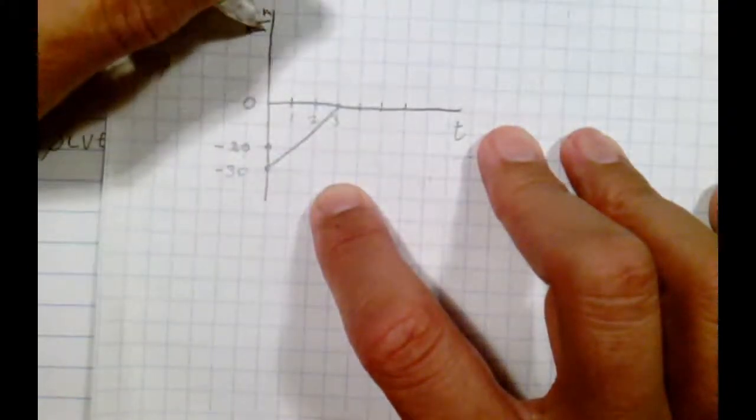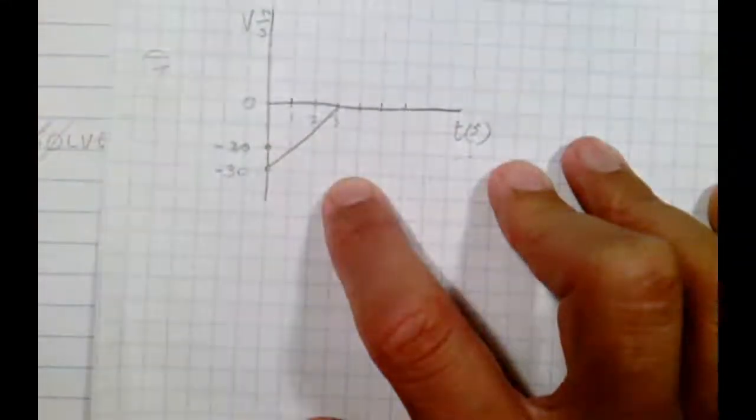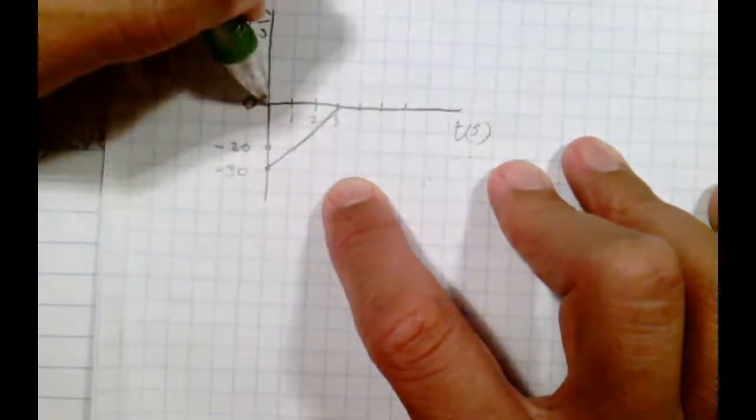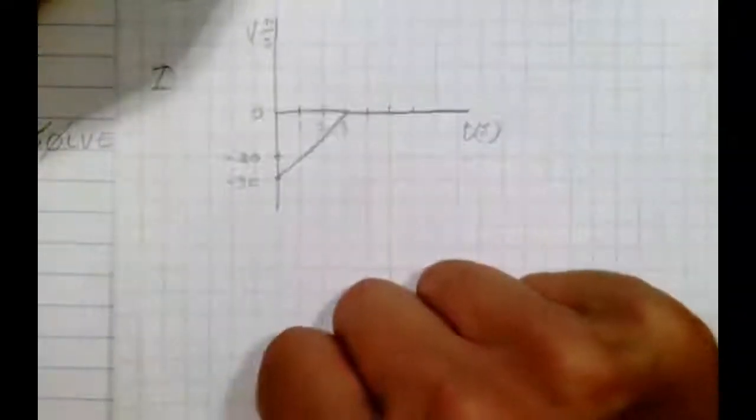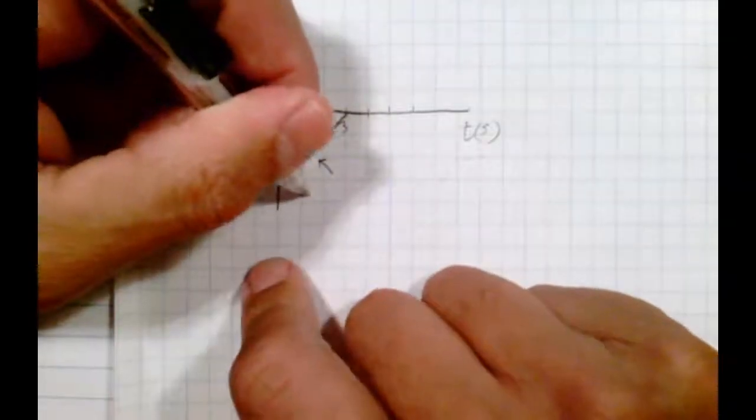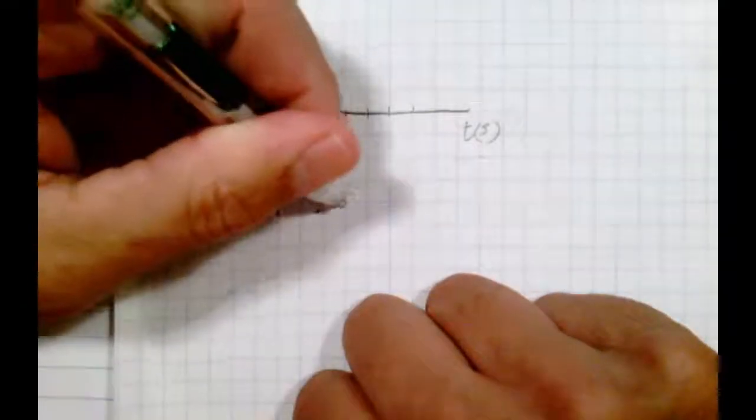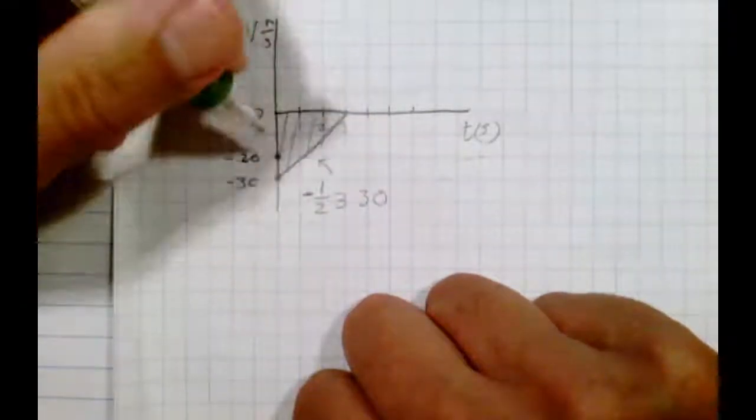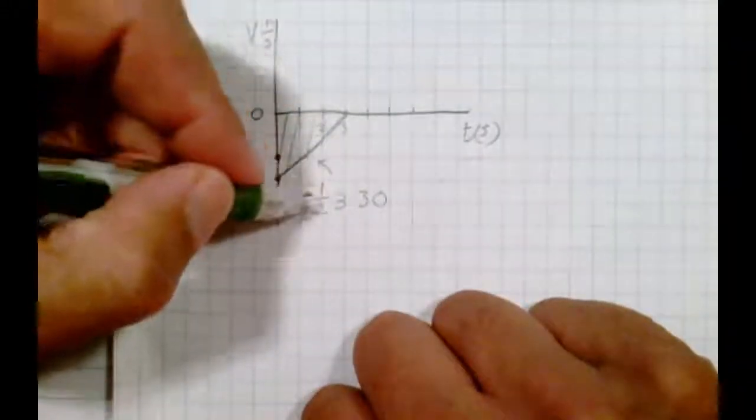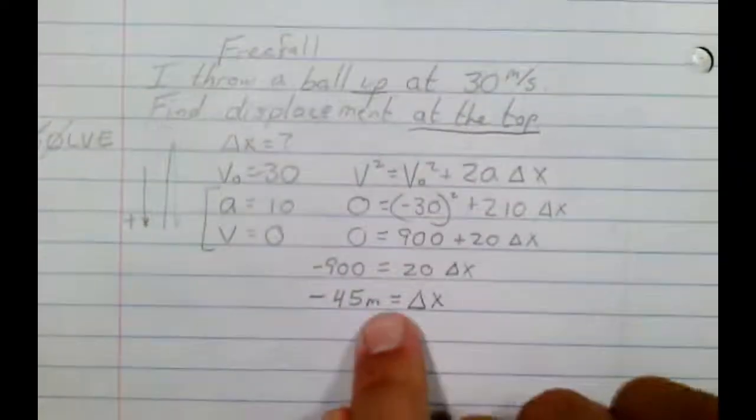I really should write them, shouldn't I? Meters per second and seconds. So that tells me that after 3 seconds, because this has a slope of 10, rise of 30, run of 3, slope of 10. And my delta x is going to be, remember, it's negative when it's below the line. 1/2, base is 3, height is 30. That's 90 times 1/2. It's negative 45 meters. So that's a check on what we had there.